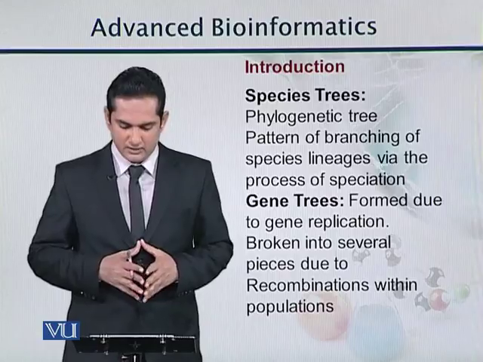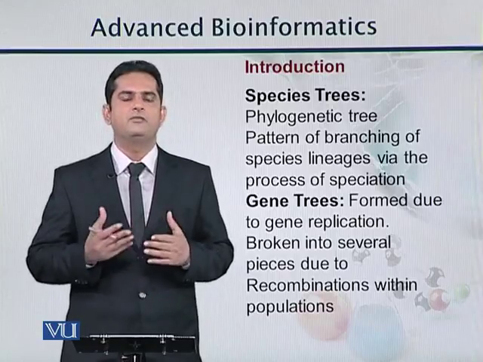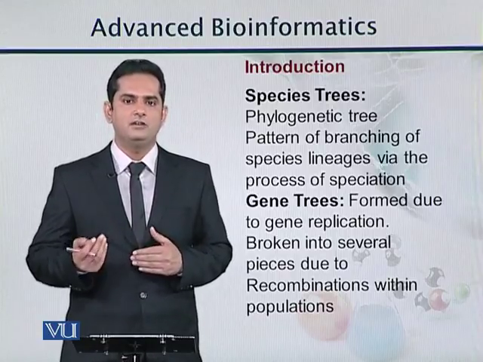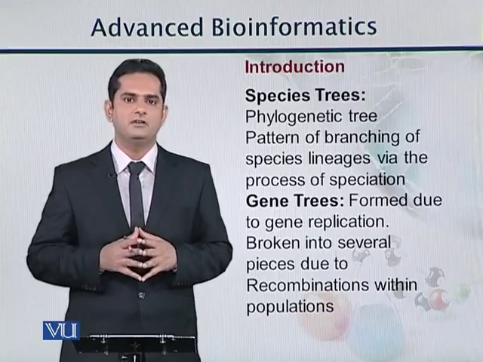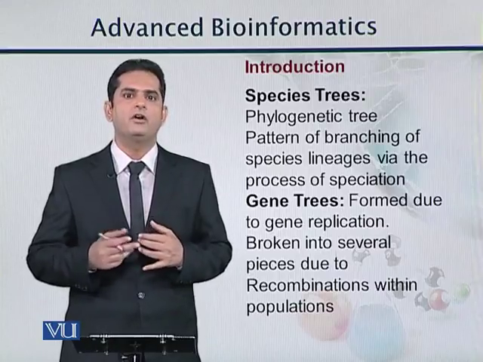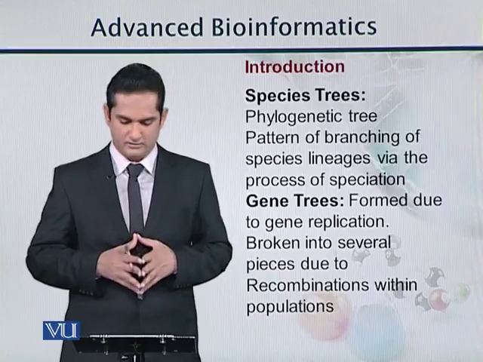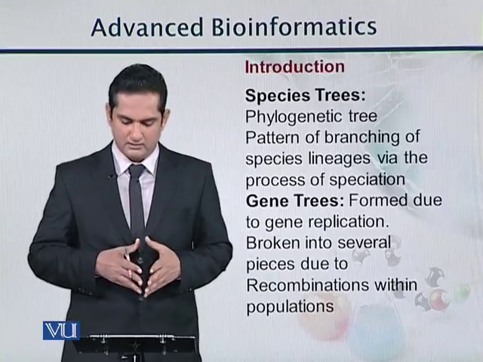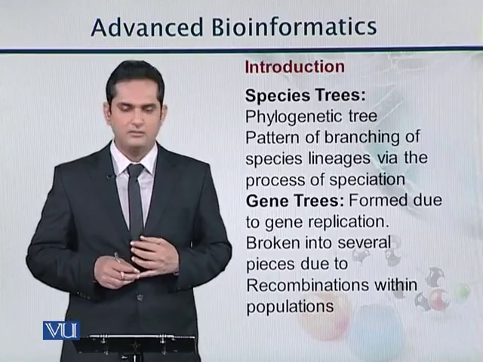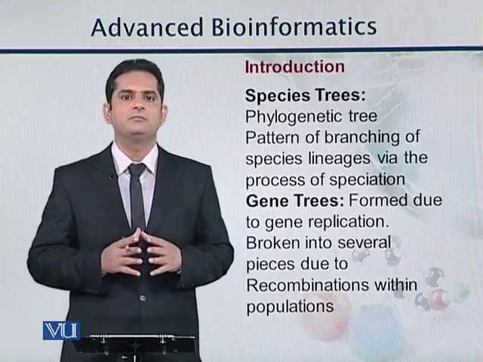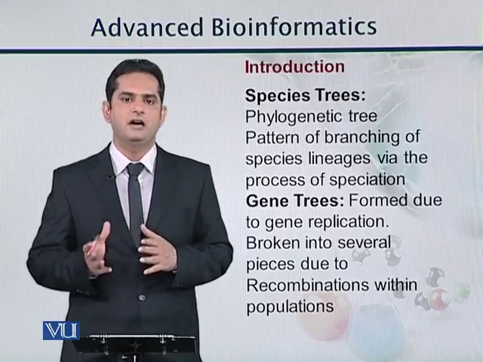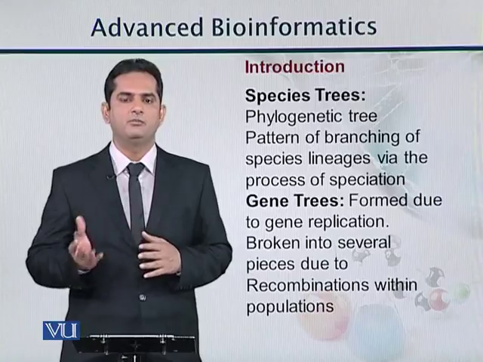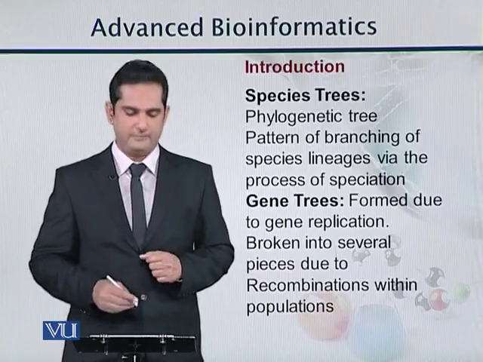Then the other one, gene tree, they are basically made or formulated because of gene duplication event. So gene duplication event means that there would be loss or duplication. There are two choices only. So what happens is it is also broken into several pieces due to its recombination with population. So it combines with population and then it will modify itself positively or negatively.